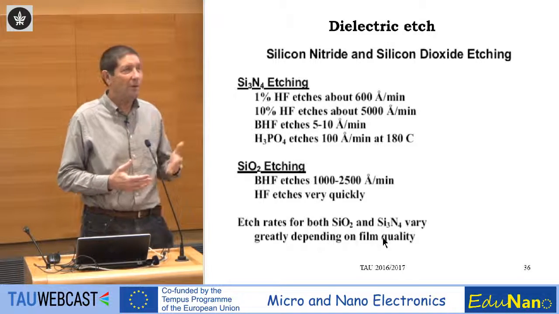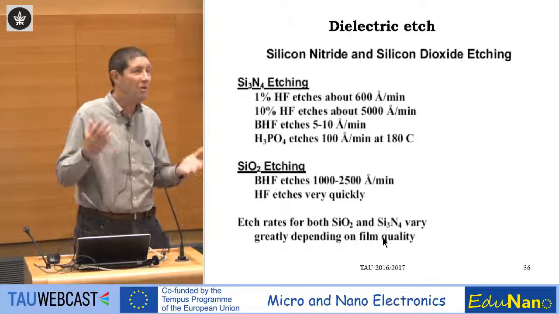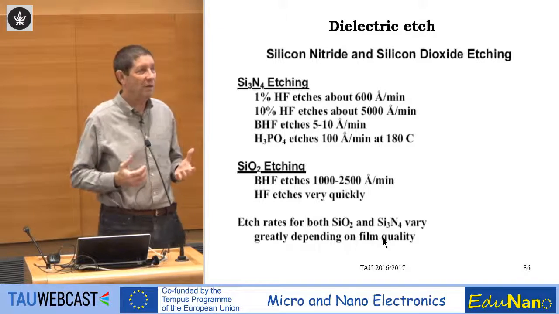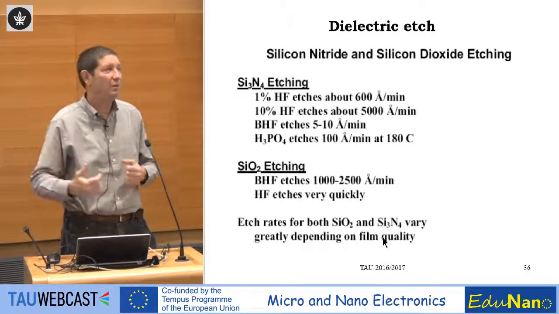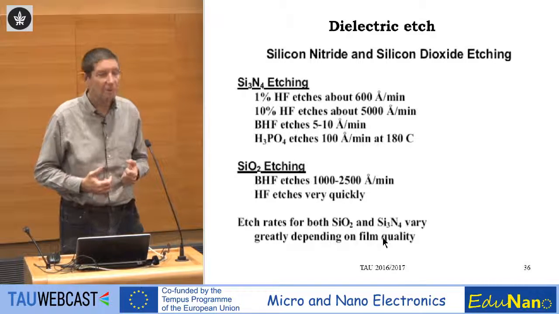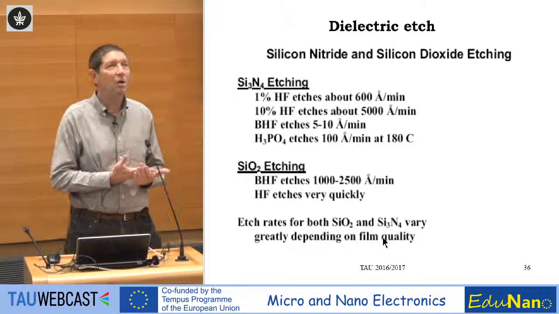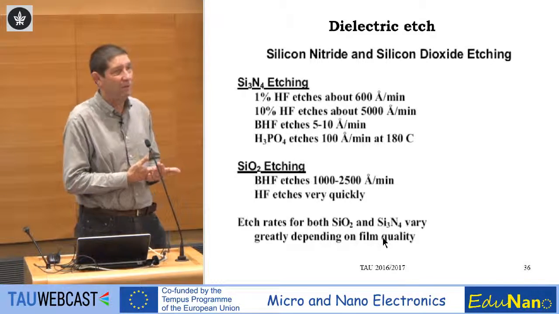Even more, if you do a chemical vapor deposition of oxide and you change the conditions, like different temperature or different composition of the gases, the resultant oxide will have a different etch rate. So the etch rate of thin films is not an absolute number that's always the same. You need to calibrate it, you need to measure it.